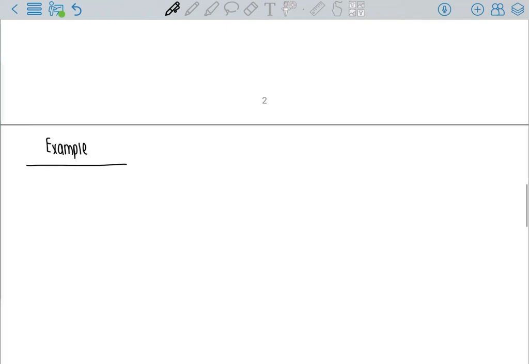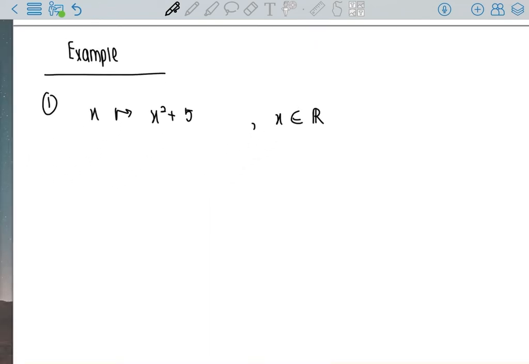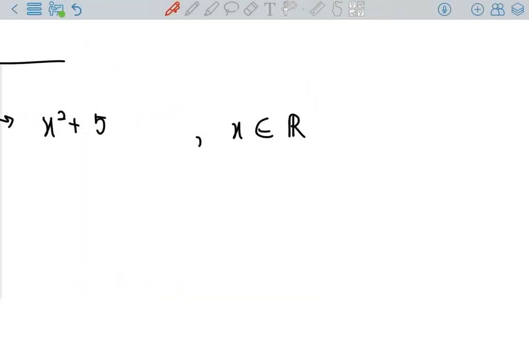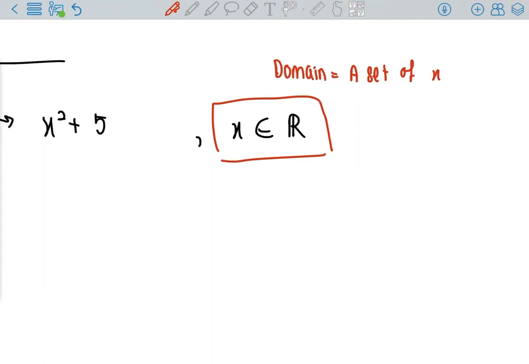So for example, we have x maps to x squared plus 5, where x is an element of real number. Before we start sketching the graph, let's try to understand this question. Here this represents domain. The meaning of domain is a set of x values. We can imagine domain to be a set of x values that restrict our graph.